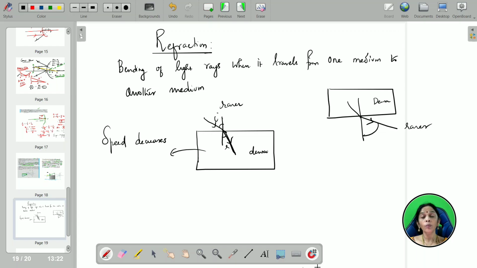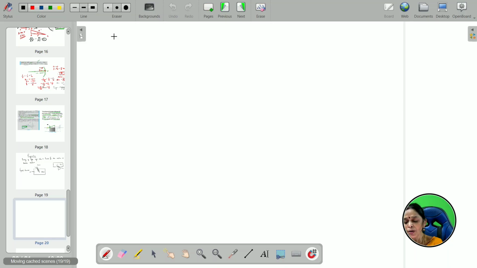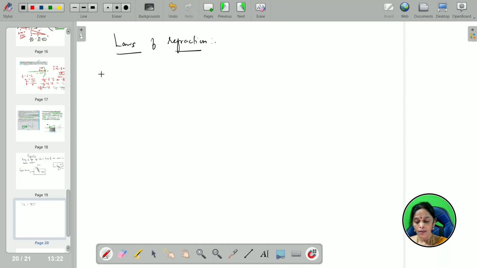So, hope you found out the law of refraction. Can we recapitulate the same thing for the law of refraction? So, what are the laws of refraction? Is the first point the same as that of the law of reflection? Yes. Number one, the incident ray, the refracted ray.